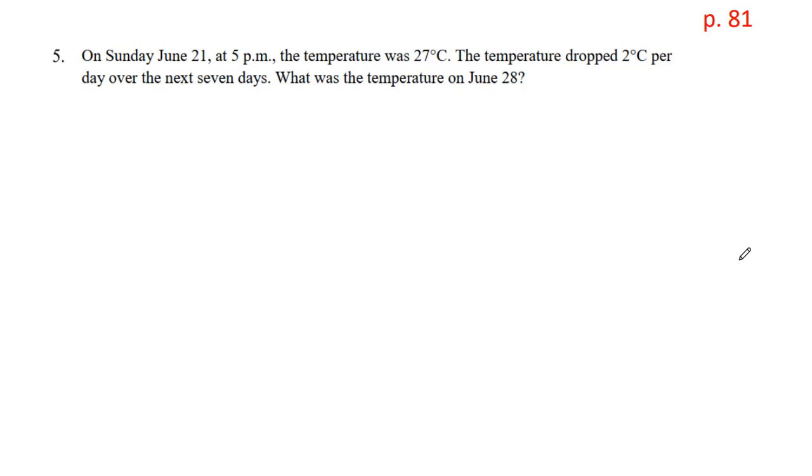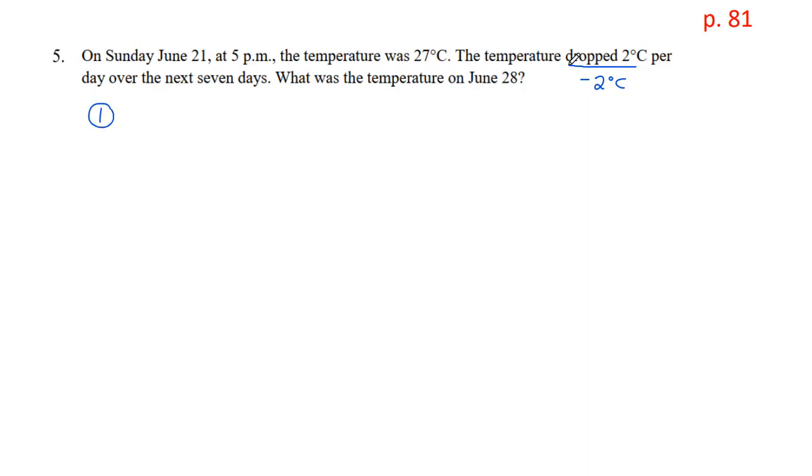Number 5, on Sunday, June 21st at 5 o'clock, the temperature was 27 degrees. The temperature dropped 2 degrees per day over the next 7 days. What was the temperature on June 28th? So here we have a drop in temperature. So we're going to see a negative value here. And that's each and every day for 7 days. So we have a repeated drop.